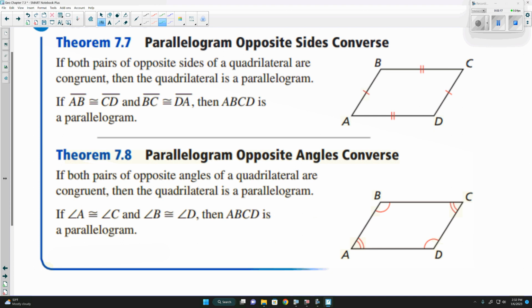And the same thing is true for the angles. If both pairs of opposite sides of a quadrilateral are congruent, then it's a parallelogram. If the opposite angles of a quadrilateral are congruent, then it's a parallelogram. If we have one, we have to have the other.